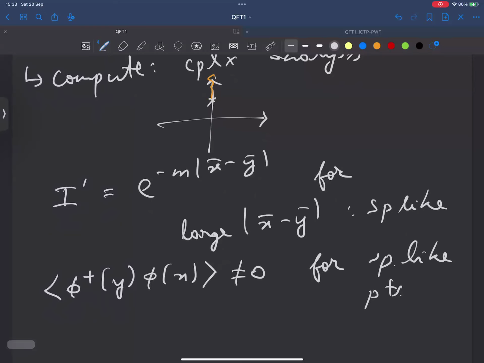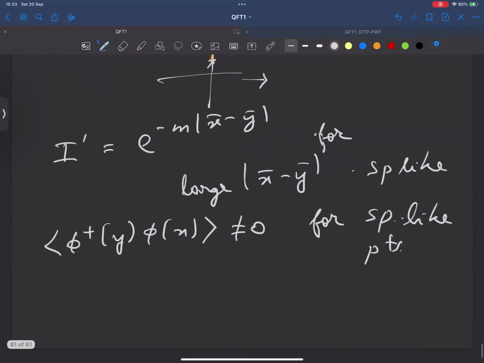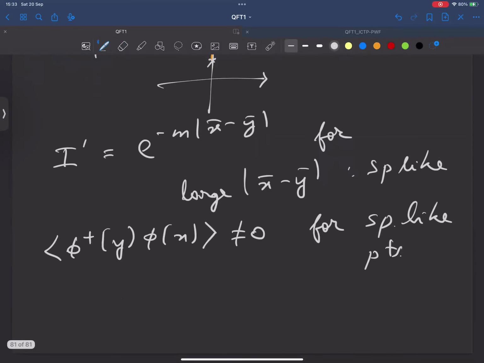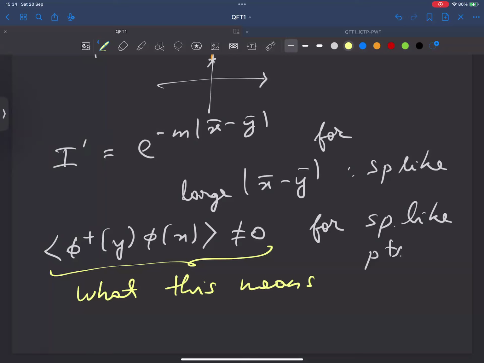But now we will argue that that's still fine. We will argue that next. Before that, let's try to understand what this is saying, what this means. That will be key to understanding this notion of microcausality and why everything still remains fine.